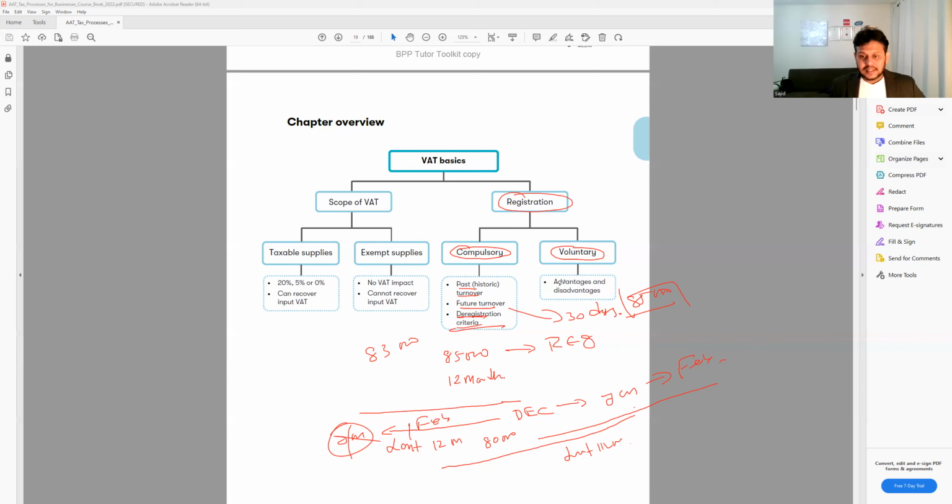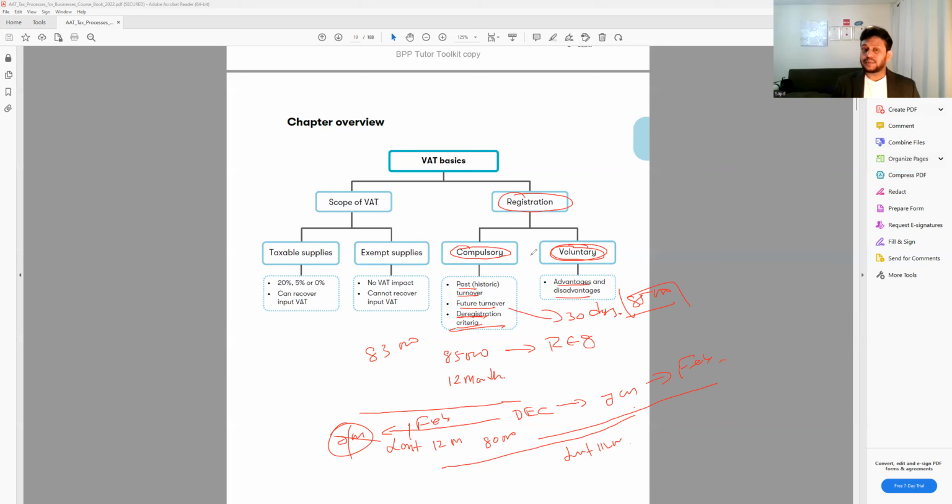Then we have the advantages and disadvantages of voluntary registration. Voluntary registration means you don't have to reach the threshold. If you want, you can willingly register for VAT. Now you might think, what's the point of registering voluntarily? As soon as I register for VAT, I have to charge 20% to my customer, and my selling price will go up. So what is the benefit?